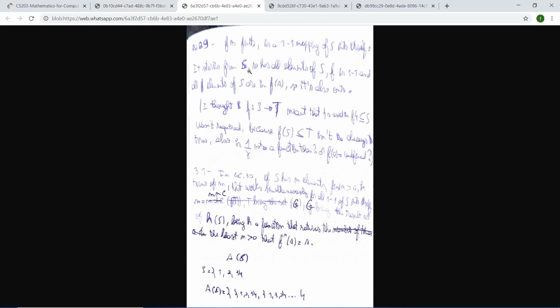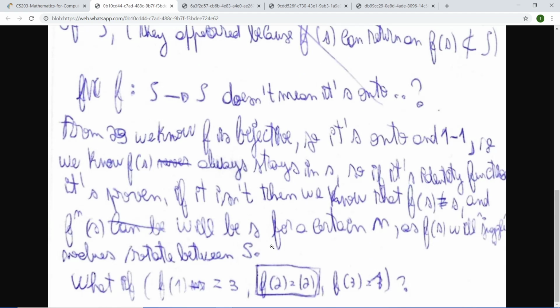And well, after this I can say that if a function is one-to-one from a set S into itself, it means that it's onto, so it's bijective, and also the other way around, so if it's onto, it's also one-to-one. And for exercise 30, I crossed this out, which was what I did yesterday. This also stands, but doesn't really matter. Let's see what I did here. So we know it's one-to-one and onto.